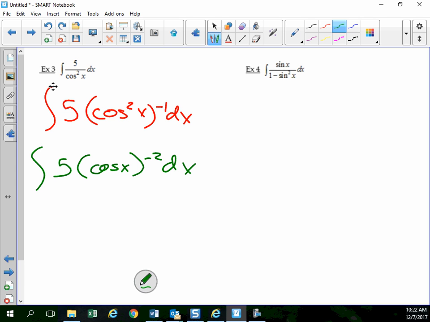When you do this, then what are you planning on using? U sub. You got a quantity with a parentheses. I would plan on using U sub. Let U equal what? Cosine. Then du is sine. Oh no, negative sine.